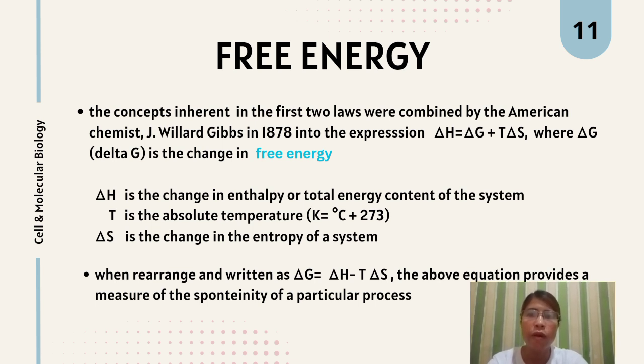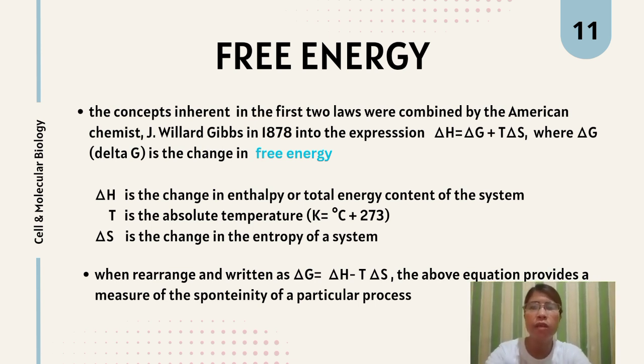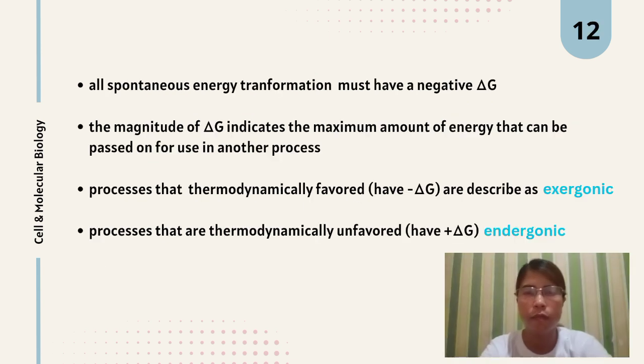So, when we arrange this equation, total energy change is equal to the sum of the changes in useful energy and energy that is unavailable due to work. So when we rearrange it and write it as delta G is equal to delta H minus T delta S, the above equation provides a measure of spontaneity of a particular process.